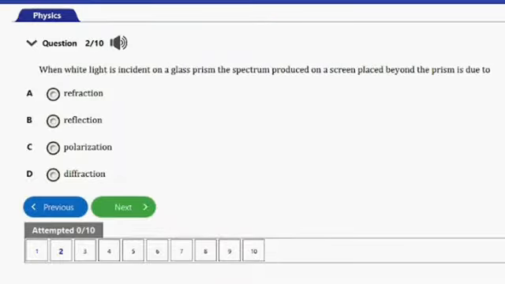So we have here question number 2. It says, when white light is incident on a glass prism, the spectrum produced on a screen placed beyond the prism is due to A. Refraction, B. Reflection, C. Polarization, D. Diffraction. So guys, the answer to this question is option A, and that's refraction. So that's it for this question. Let's go ahead and consider the next question, guys.